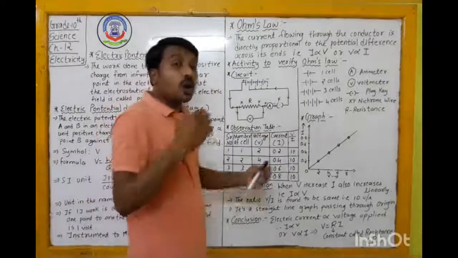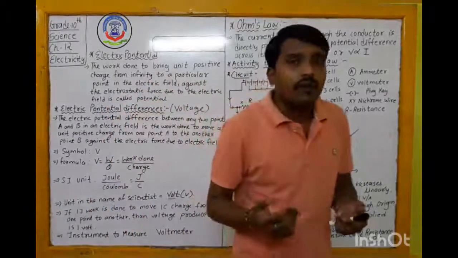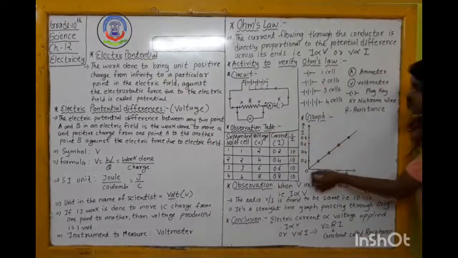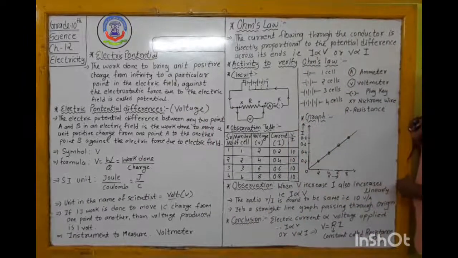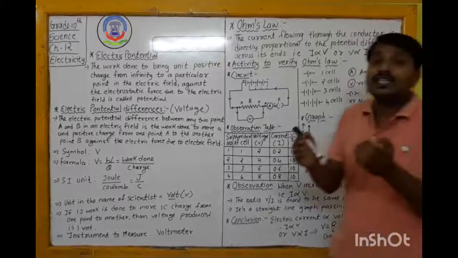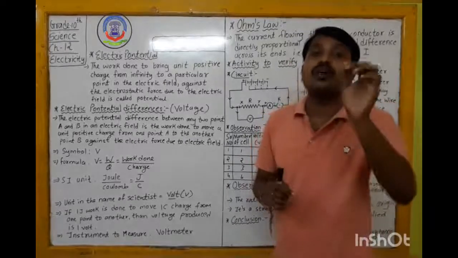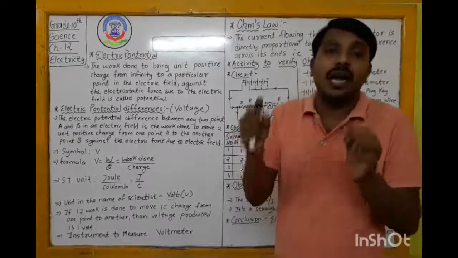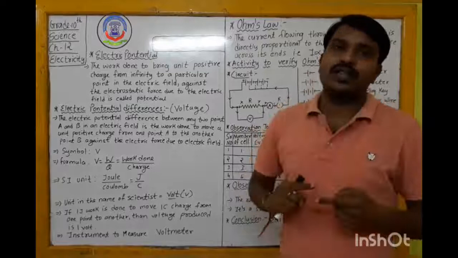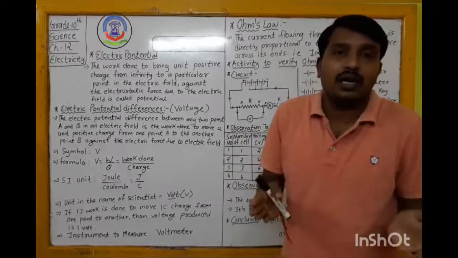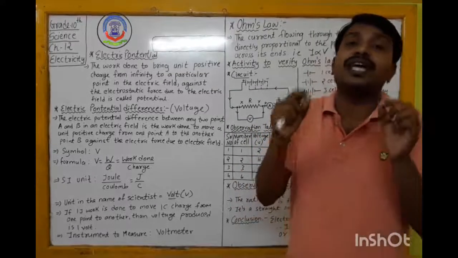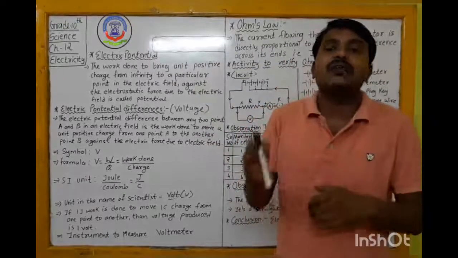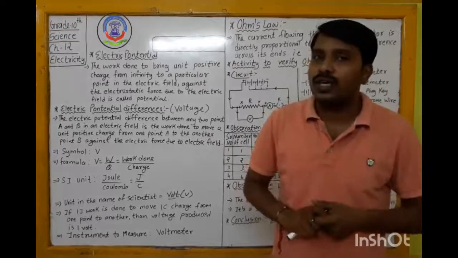And then when I draw the graph of this voltage against I, what I got is a straight line passing through the origin. So whenever we get a straight line passing through the origin, what does that mean? Whatever quantities I have plotted on the graph are in direct proportion with each other. That we have already learned in our lower standard. Whenever we get a straight line graph, that means the quantities on the x and y axis are in direct proportion to each other.